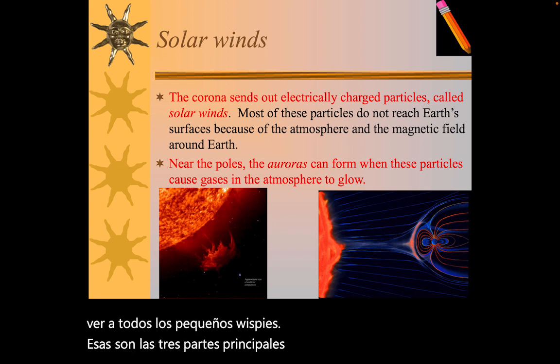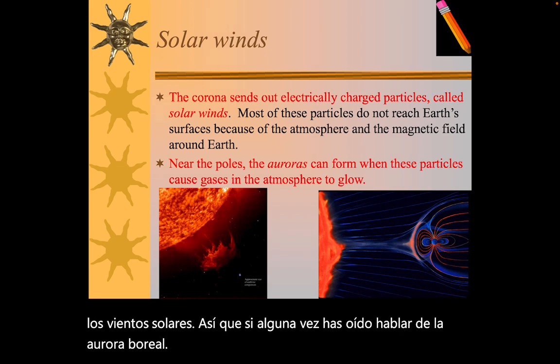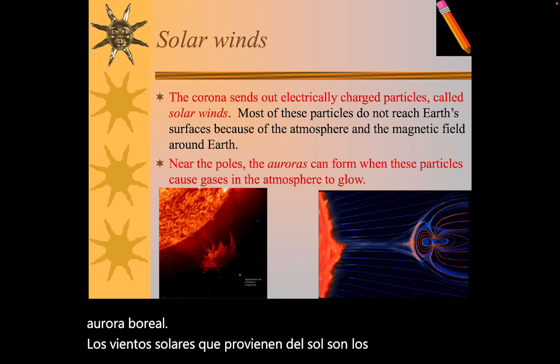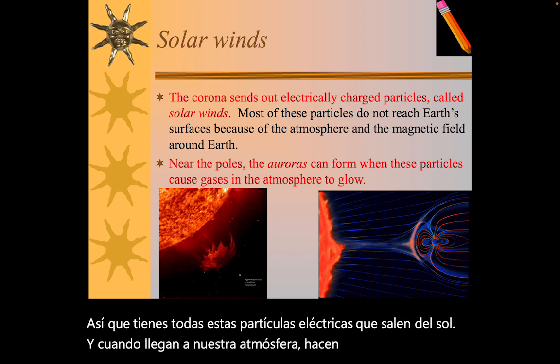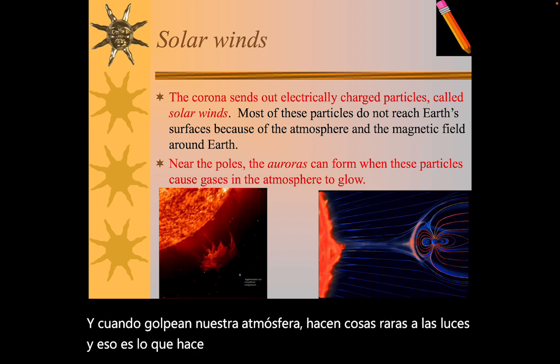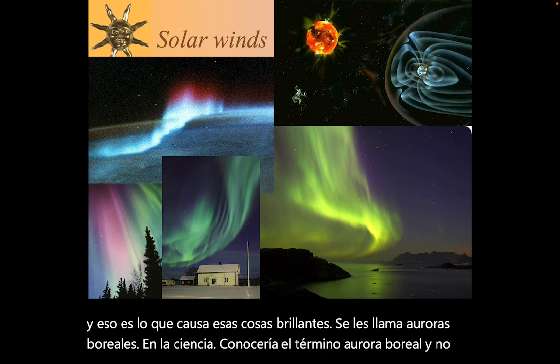And then you also have the solar winds. If you've ever heard of the northern lights, solar winds coming off of the sun is what causes those. So you have all these electrical particles coming off of the sun, and when they hit our atmosphere, they do funky things to the lights, and that's what causes that glowing stuff. They are called the aurora borealis in science. I would know the term aurora borealis and not just northern lights. That's what they look like in real life.